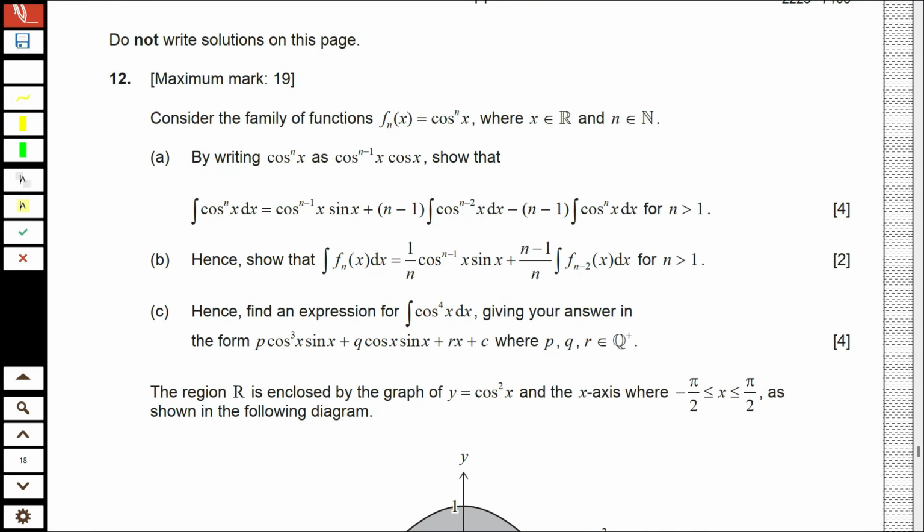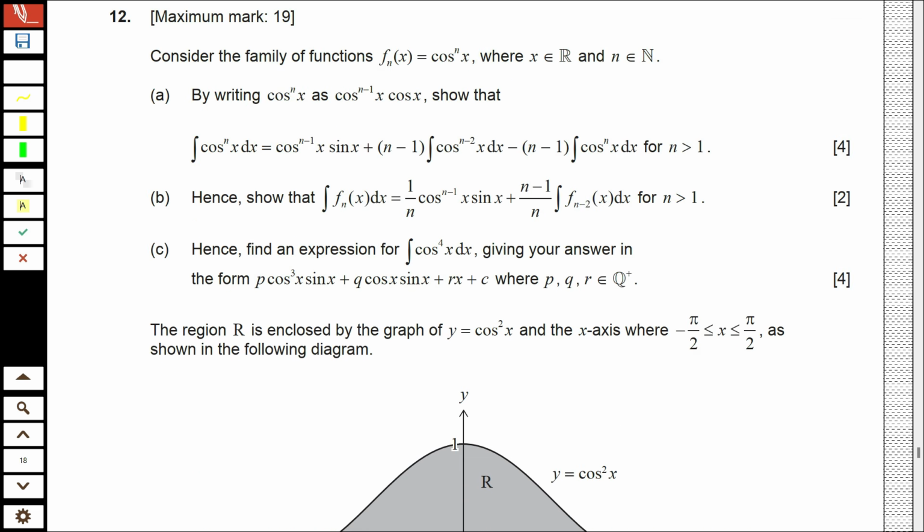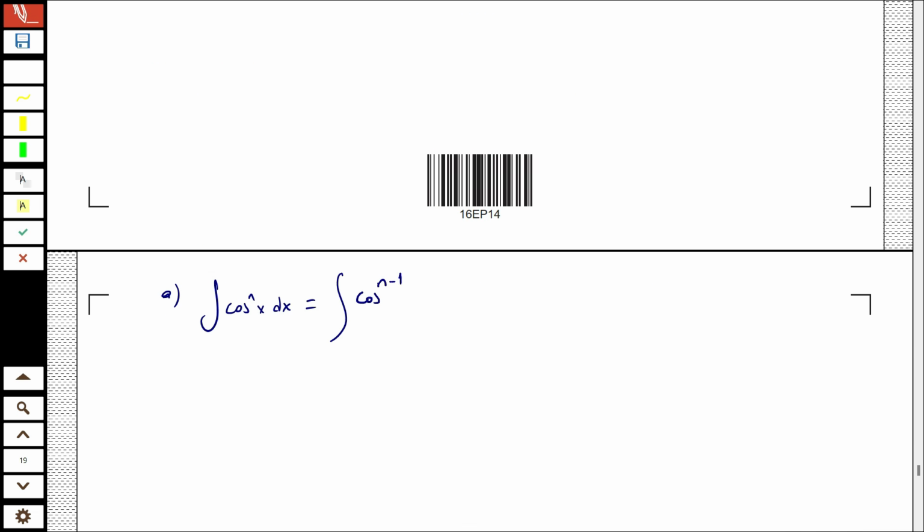Yeah, the last question at the paper 1, time zone 1. Consider the family of functions f_n(x) equals cosine to the power of n x, where x is a real number and n is a natural number. By writing cosine to the power of n as cosine to the power of n minus 1 times cosine x, show that this integral. And we're gonna replace this by cosine to the power of n minus 1 x times cosine x. So what we're gonna do in here, we do usually integral by parts. For example, you would say that cosine to the power of n minus 1 x is gonna be u, and cosine x dx equals dv.